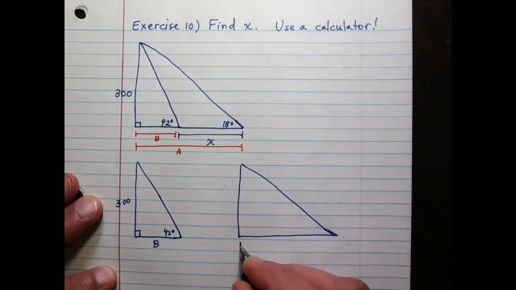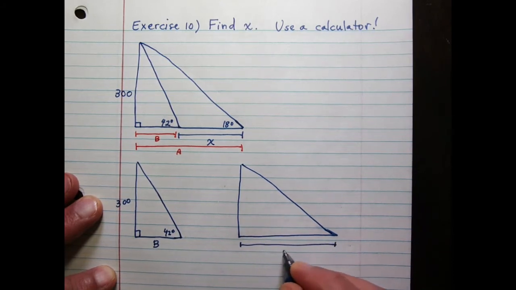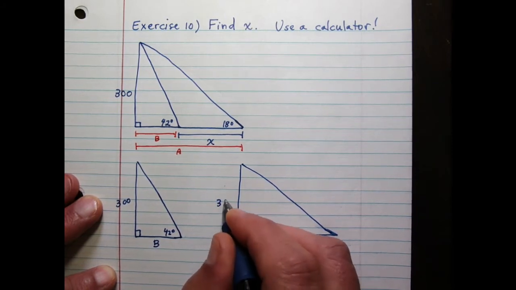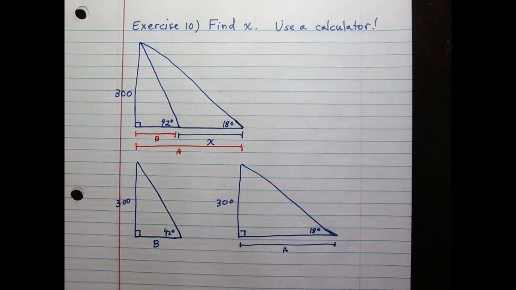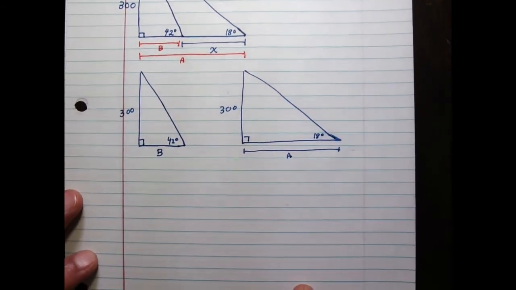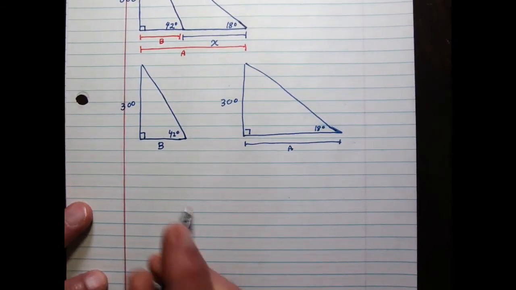where this base side is the side A. I have the right angle here, I still have the 300 side, and I have an 18-degree angle here. And see, these are both right triangles. Neither one involves a side x, but I think I can figure out a value for A and for B, and then it's not a big deal to just subtract those two values to get the x we need.